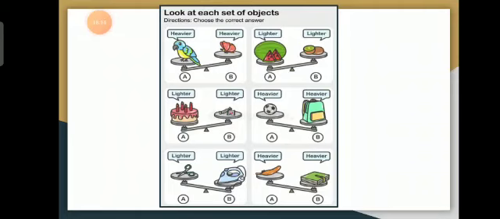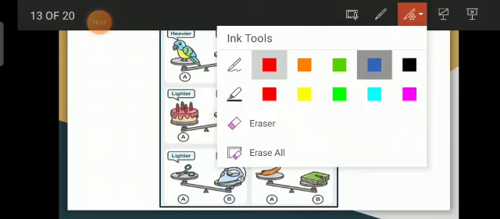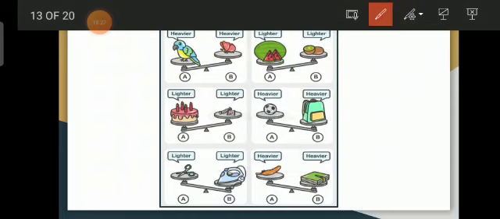Choose the correct answer. Okay, here is also A, B. Now we will choose. The option is heavier. From these two things, A or B, which one is the heavier one? A. So I have circled A. Okay, from the second picture, A or B, which one is the lighter one? The lighter one is option B.